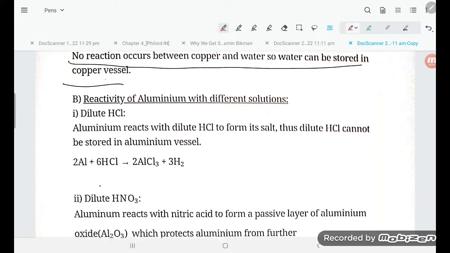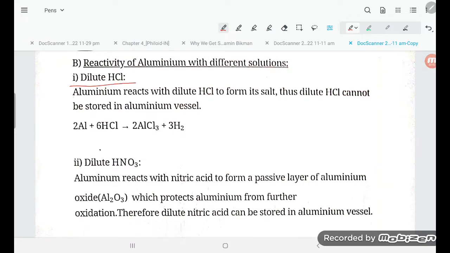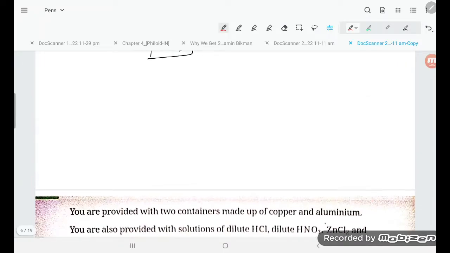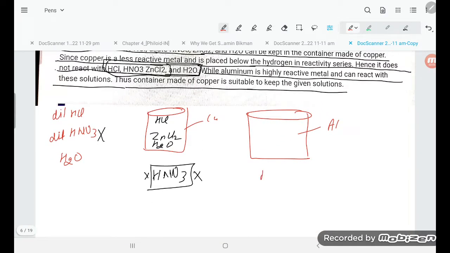Now go for the aluminum. Dilute HCl: aluminum reacts with dilute HCl to form its salt. Thus, HCl cannot be stored in the aluminum vessel. So that is the answer. It is not possible to place HCl in the aluminum.